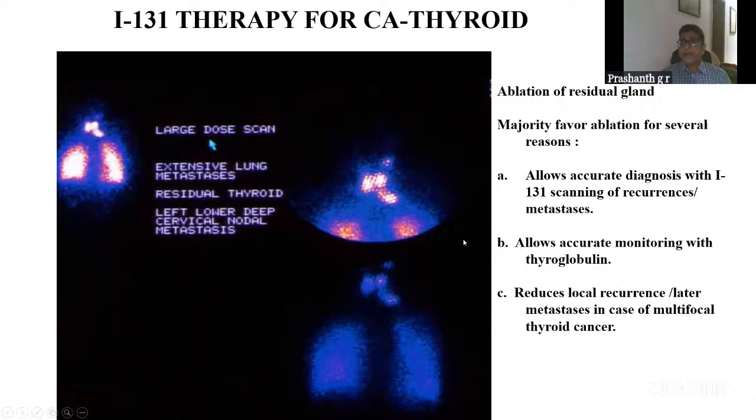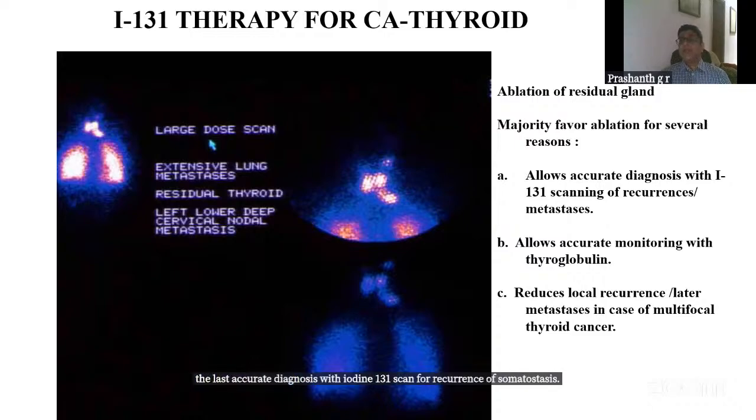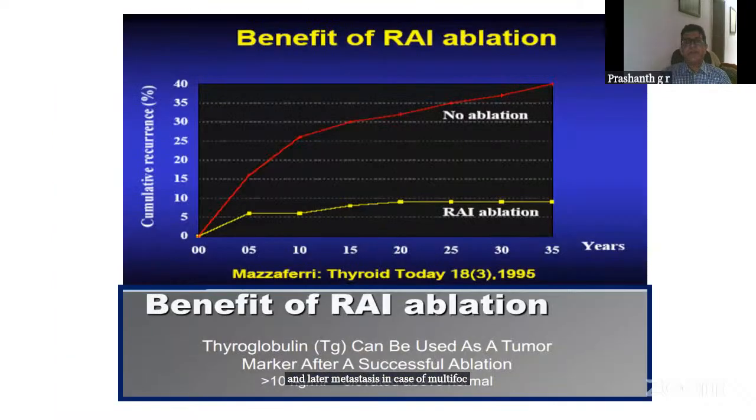So ablation of residual thyroid gland is favored because it allows accurate diagnosis. It allows accurate diagnosis with iodine 131 scan for recurrences or metastasis. It allows accurate monitoring with thyroglobulin, reduces local recurrence and later metastasis in case of multifocal thyroid carcinoma.